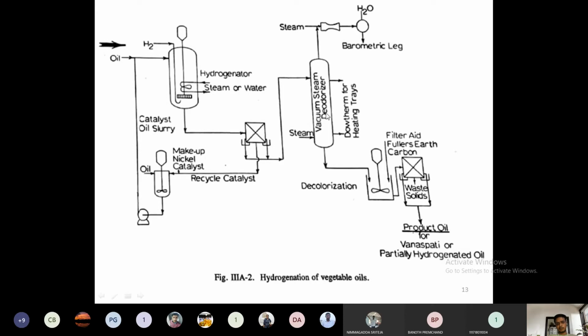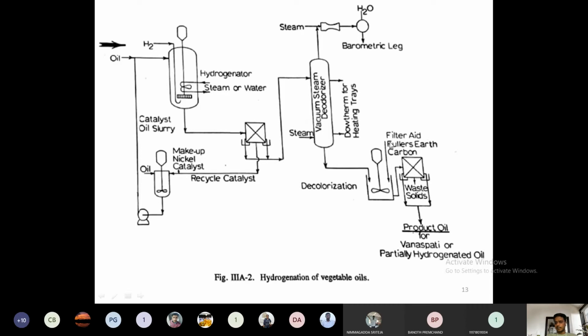in which the off flavors produced during the hydrogenation process, in the conversion of unsaturated to saturated, will be deodorized using steam. This is called a Votator heater or a vacuum steam deodorizer. After passing through this vacuum deodorizer, it will be passed through a filter or adsorbent to decolorize the coloring components obtained during the hydrogenation process, using Fuller's earth and carbon. These are the adsorbent and the filter aid.